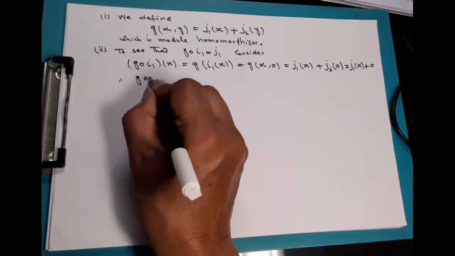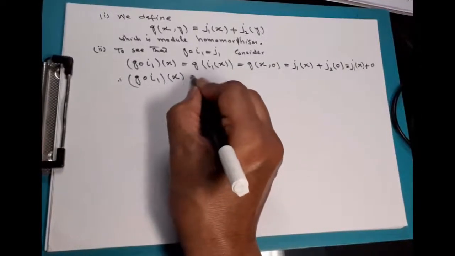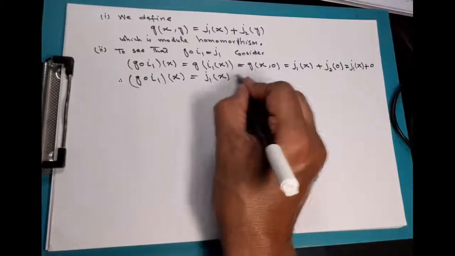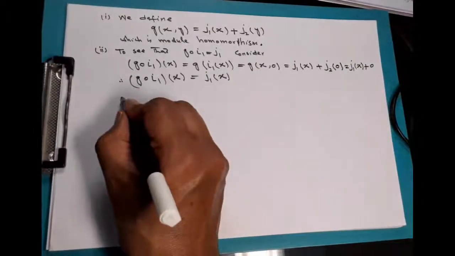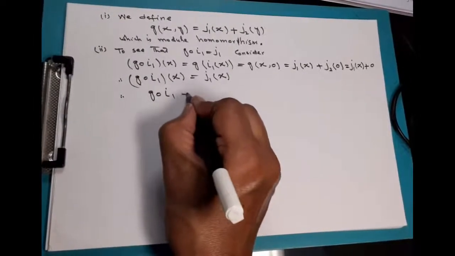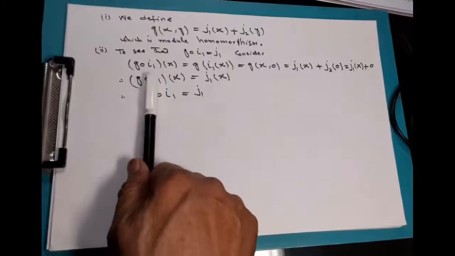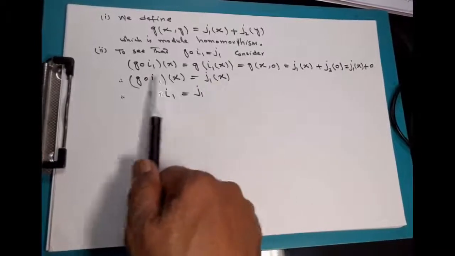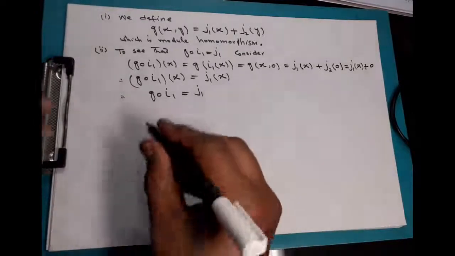G composed with I1 effected upon x is equal to J1 effected upon x, because J1(x) plus 0 is equal to J1(x), and therefore G circle I1 is equal to J1, because the effect of G circle I1 on any x is equal to the effect of J1 on that particular x. So G circle I1 is the same thing as J1.